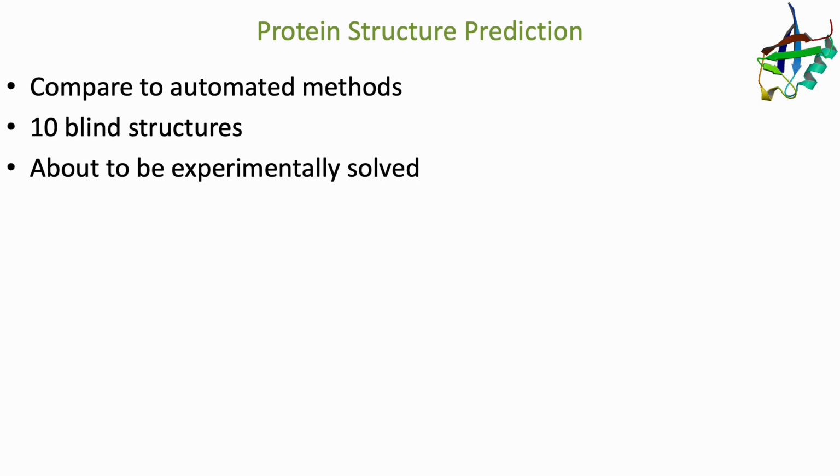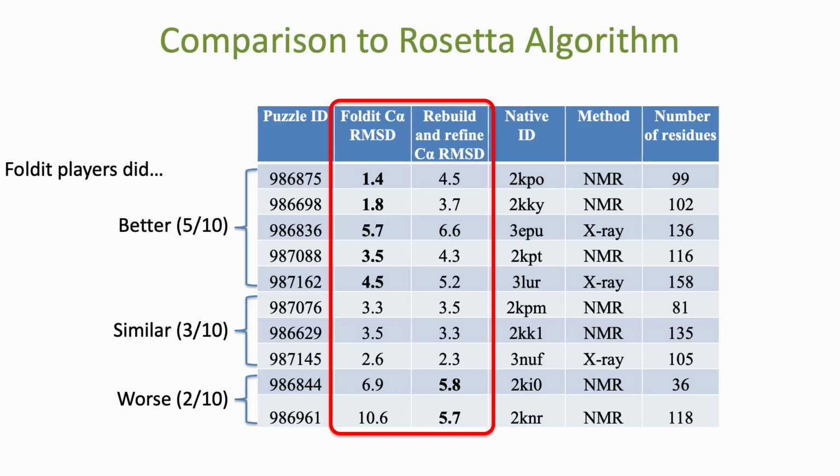So we ran an experiment on 10 blind structures that were not yet released because they were about to be experimentally solved, so there'd be no shenanigans. The structures weren't even available yet, right? And so we ran a comparison against the Rosetta algorithm. So this is just how Foldit did against Rosetta. A lower number is better. If it was a 0, that'd be a perfect match to the correct answer.